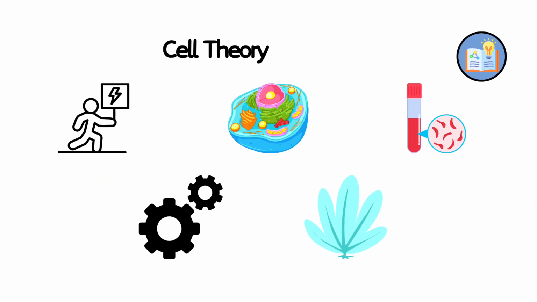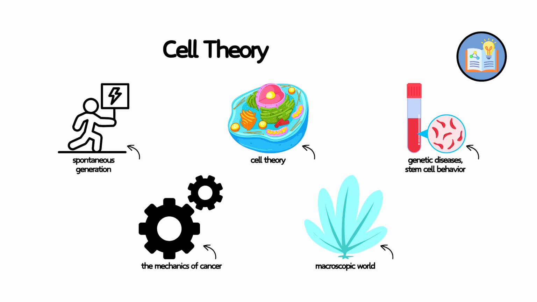Understanding cell theory helps us grasp more complex biological concepts, like genetic diseases, stem cell behavior, and the mechanics of cancer. It reinforces that looking at the smallest units can provide insights into the whole organism, linking microscopic cellular events to the macroscopic world.